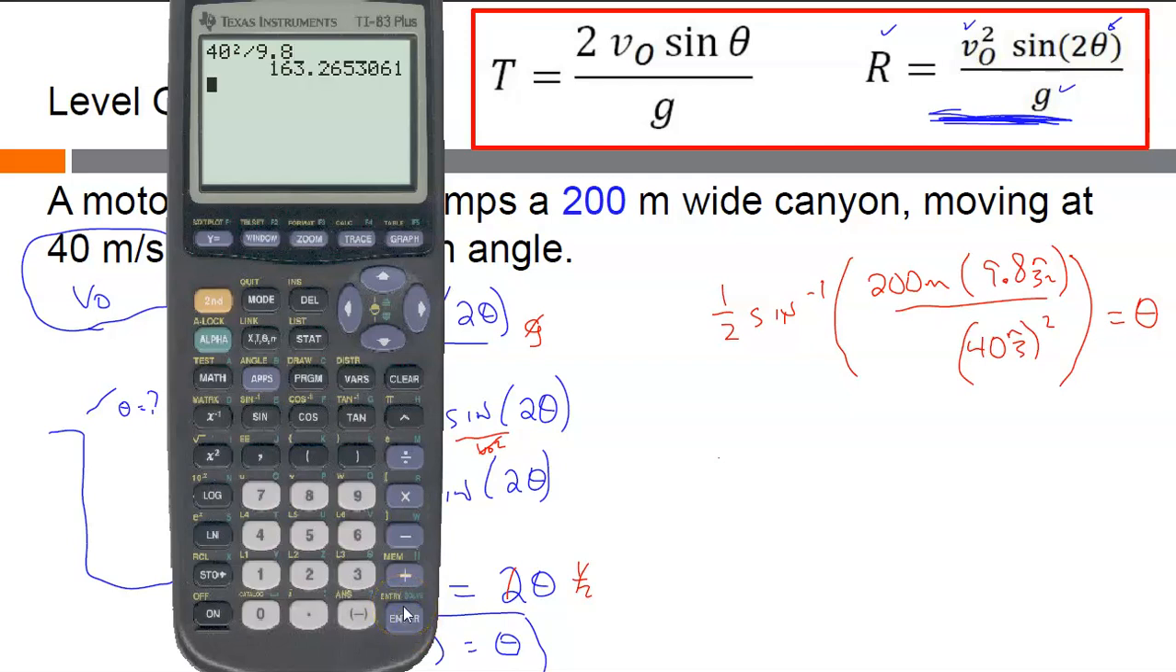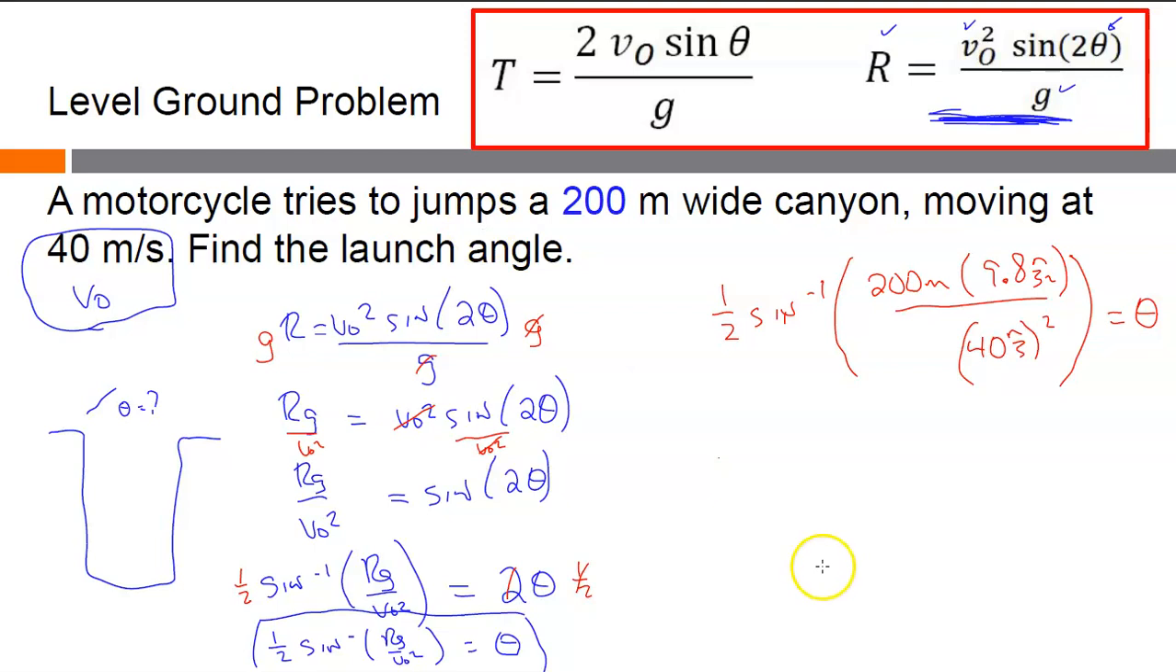All right, so this is just a bad problem. I picked some bad numbers. Sorry about that. That's just the way these things happen sometimes. So I'm going to put down here something like not possible. Needs to go faster.